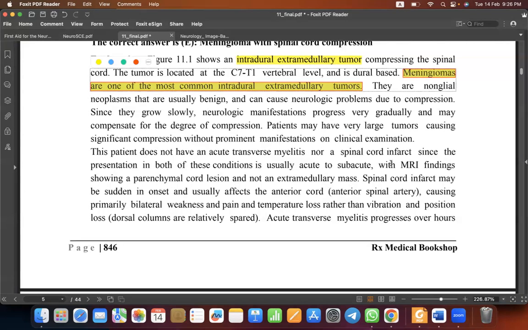So the MRI feature should be, there could be parenchymal cord lesion. In that case, there will be cord lesion. There should not be any extramedullary mass like this scenario.